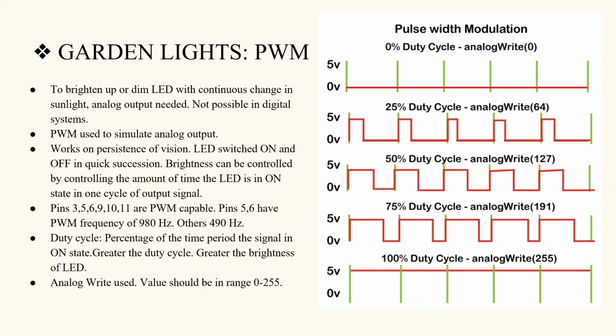Guidance PWM. PWM means pulse width modulation. It is used to brighten up or dim the LED with continuous change in sunlight. Analog output is needed, which is not possible in a digital system. PWM is used to simulate analog output. It works on persistence of vision. The LED is switched on and off in quick succession. Brightness can be controlled by controlling the amount of time the LED is in the on state in one cycle of the output signal.